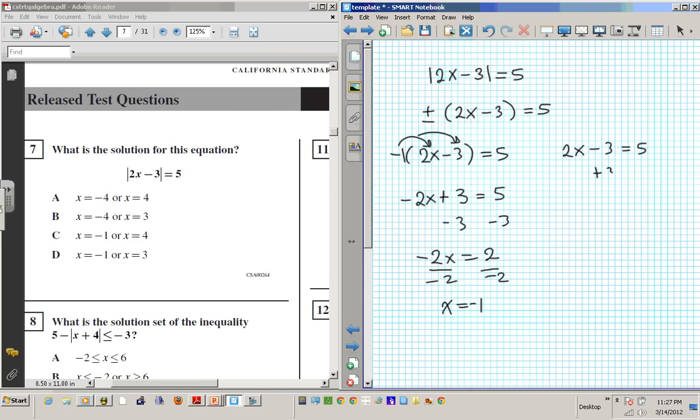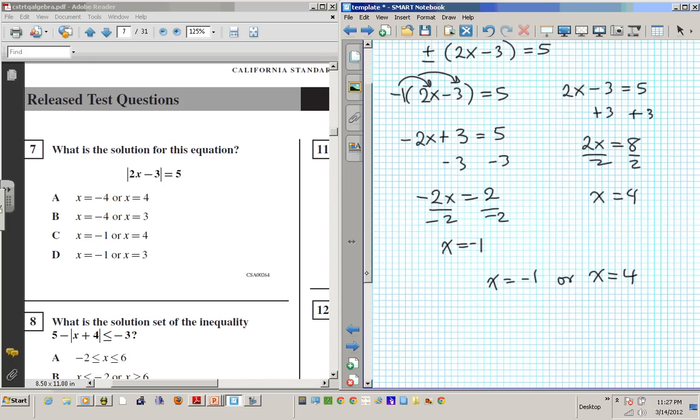Alright, so for this one, you add 3. You have 2x equals 8. Divide by 2. X equals 4. So our answer is x equals negative 1 or x equals 4. The answer for this one is C.